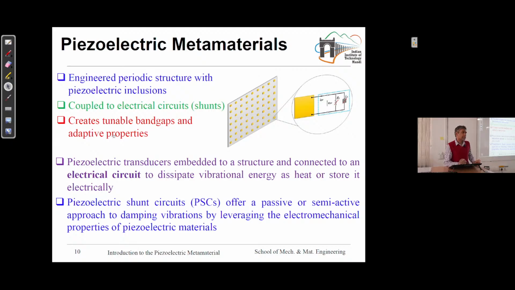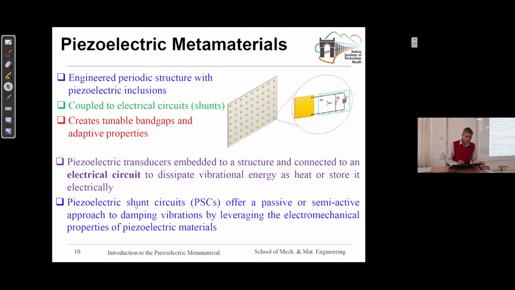And adaptive properties, of course, we can change the stiffness, right? So we can change stiffness or the piezoelectric coefficients. Piezoelectric transducers are embedded in the structure and connected to an electrical circuit to dissipate vibrational energy as heat or store it electrically, right? I think now you would also be aware of energy harvesting. If you don't want this energy to be dissipated into the environment, we can store this energy, and that would be energy harvesting, right?